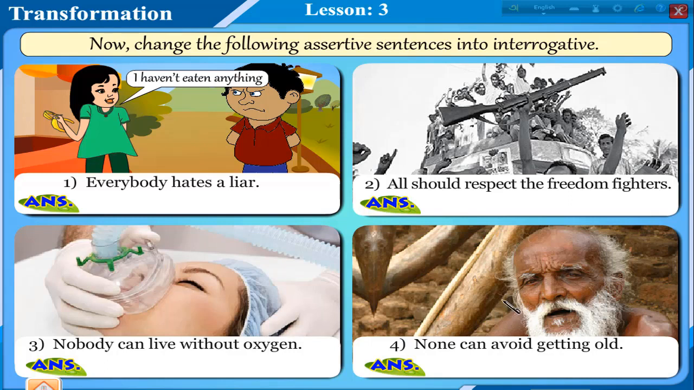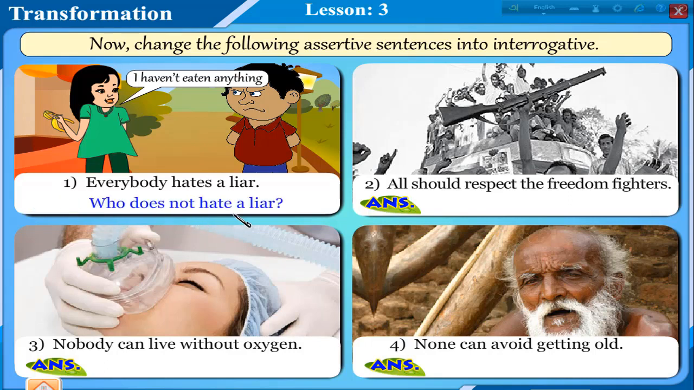Number three is another example. Nobody can live without oxygen. Look, nobody is also a person and a subject. So you think. Then last example is none can avoid getting old. Look, none can. None indicates the person and none is a subject here. So just think. Okay, students, now let's see the answer.